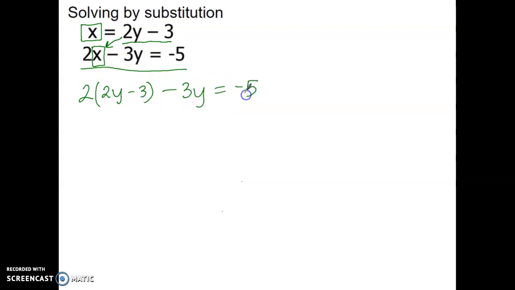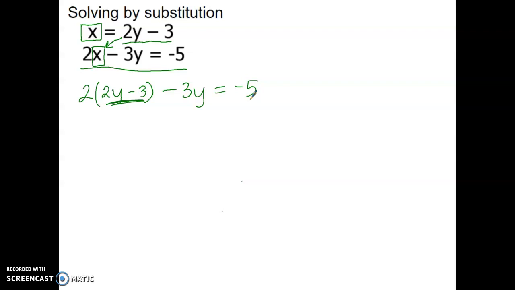2, but instead of x, I'll do parentheses, and I'm substituting in 2y minus 3 in place of x. Notice this is still just 2x, that's why I substitute in place of x, minus 3y equals negative 5. How this is helpful is now I only have one variable. All I have is y's, and so I can solve and figure out what y equals.